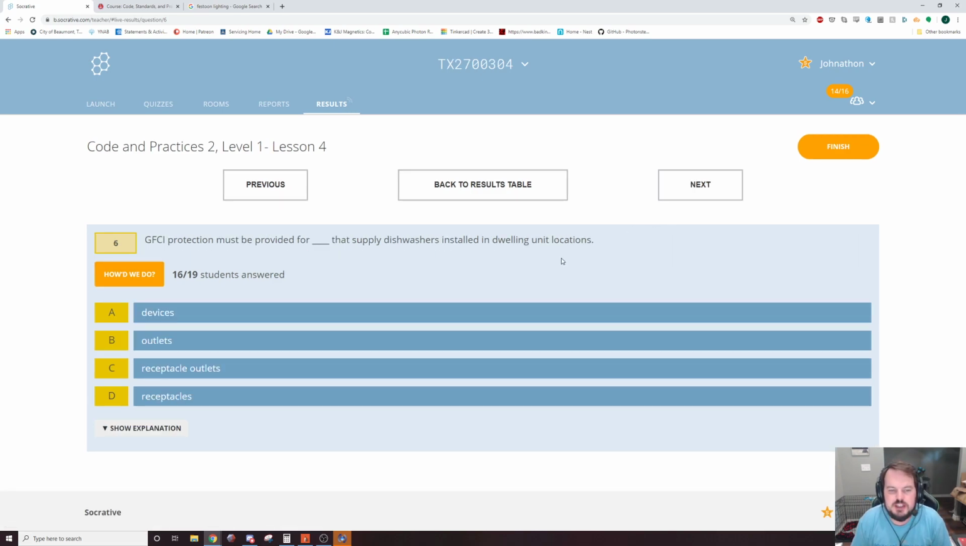Alright, GFCI protection must be provided for outlets that supply dishwashers installed in dwelling unit locations. That is outlets. The reason it is not receptacle outlets is because you can install a dishwasher. It's kind of like squares and rectangles. All squares are rectangles, but not all rectangles are squares. All receptacles are outlets, but not all outlets are receptacles.